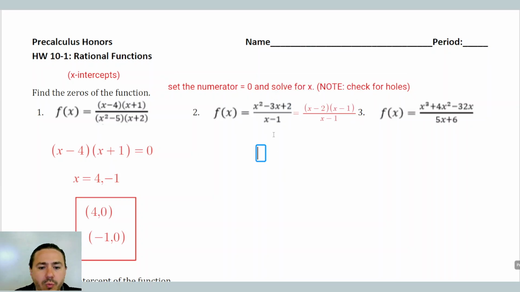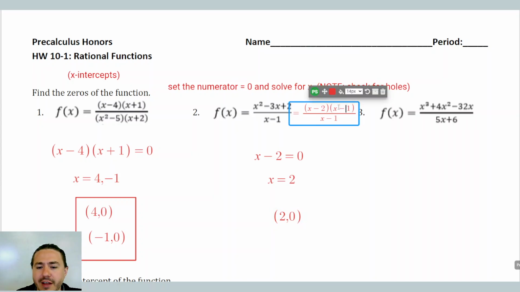Okay, so we're going to ignore the x minus 1, and we're just going to set x minus 2 equal to 0. And so we're only going to get one x-intercept here, x equals 2. If we were just looking at the numerator, without considering the holes, we would get another value, x equals 1. But because that also makes the denominator 0, we're not going to include that in our answer here.